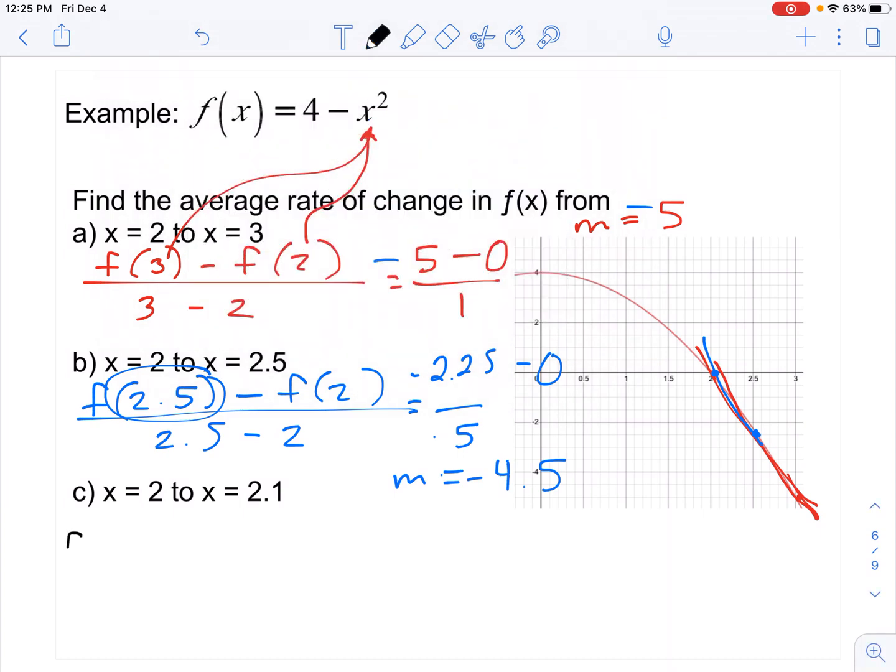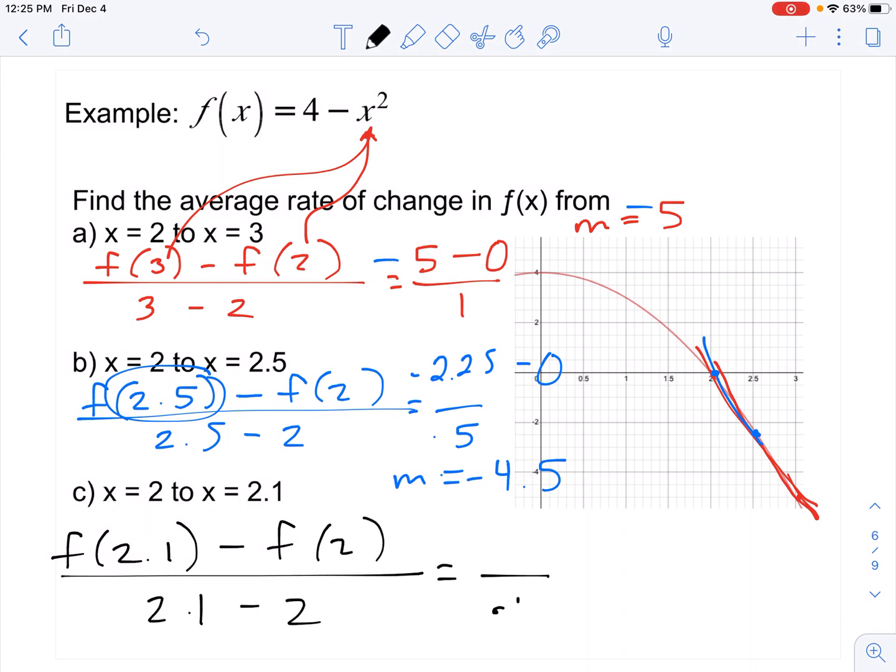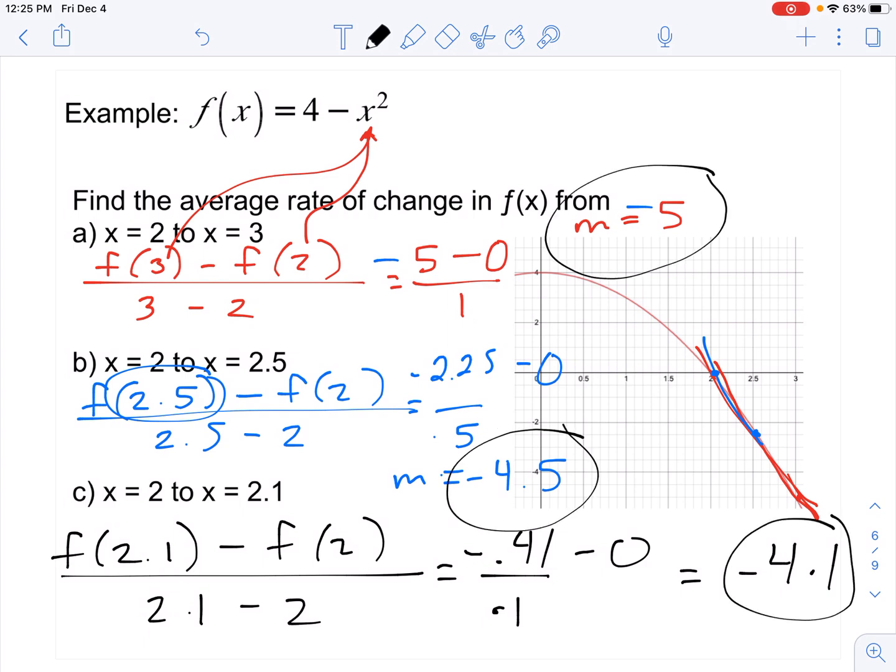And the final one, I'm going to do f of 2.1 minus f of 2 over 2.1 minus 2, which is 0.1. I can substitute 2.1 into 4 minus x squared, and I get negative 0.41 minus 0, divided by 0.1, which is negative 4.1. So you can see I'm estimating the slope as the distance from 2 gets smaller and smaller.